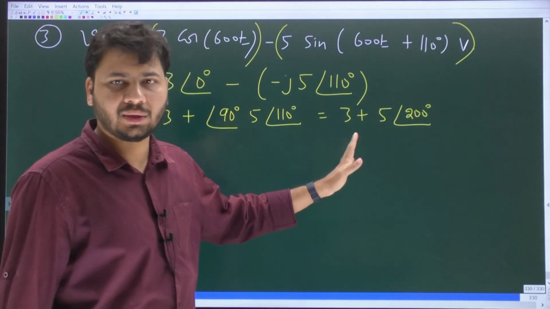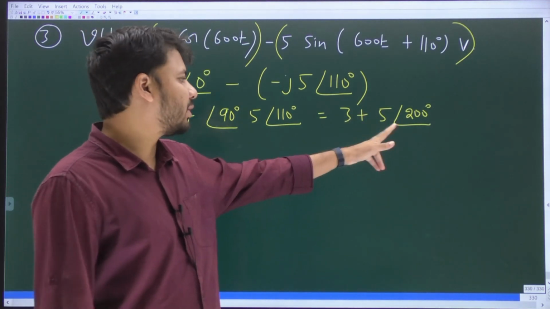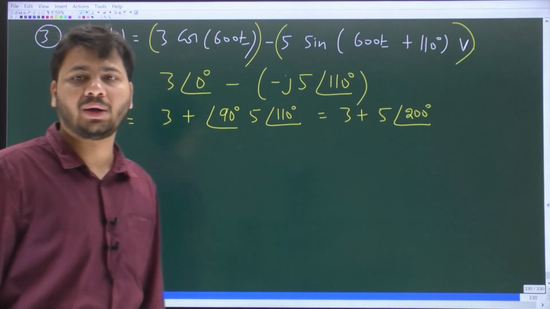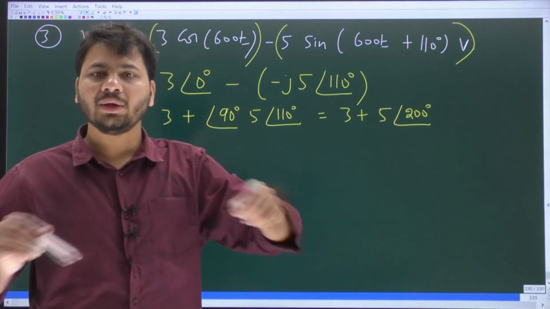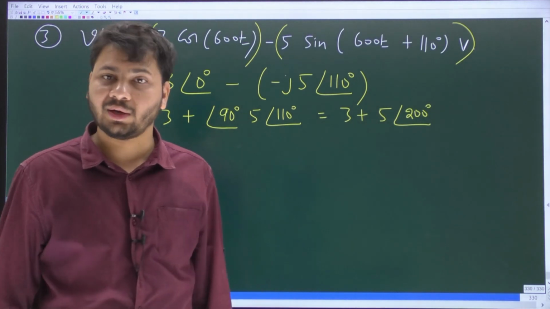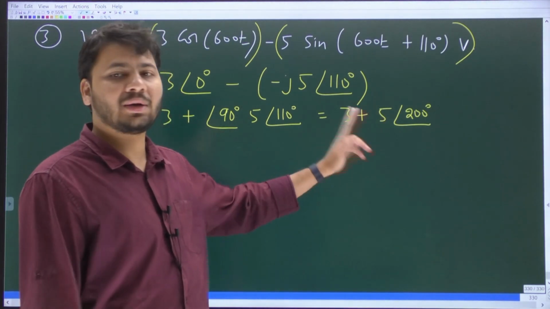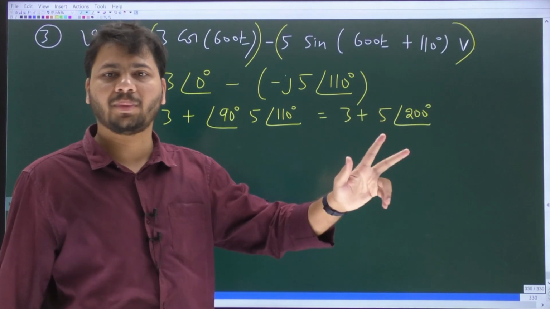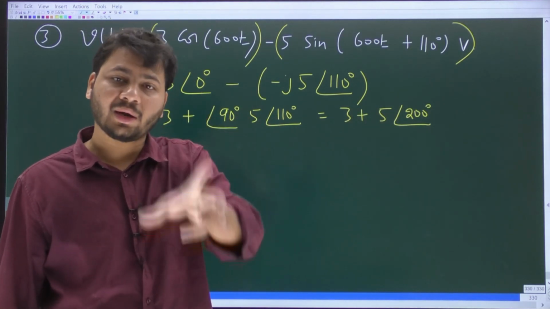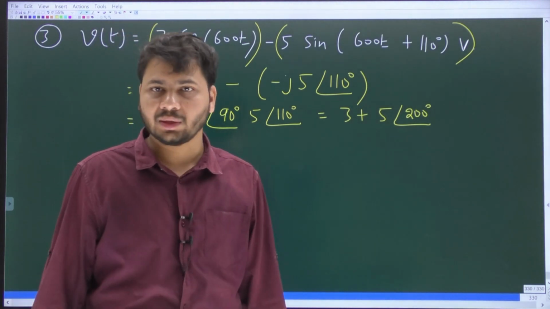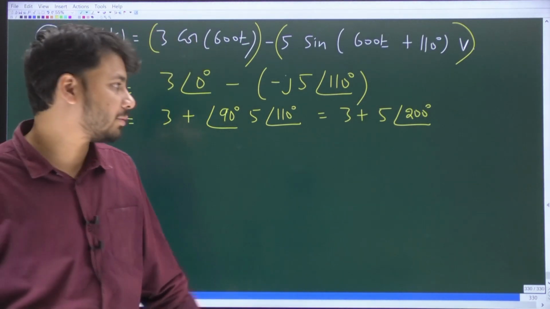First term is 3. 3, you leave it like that. The second term is 5 at an angle 200 degrees. You expand this 5 angle 200 degrees into its real part plus j times imaginary part. Then you add the real parts, you add the imaginary parts to get the final rectangular form. Again you convert that rectangular into polar. Yes, I hope the method is clear.